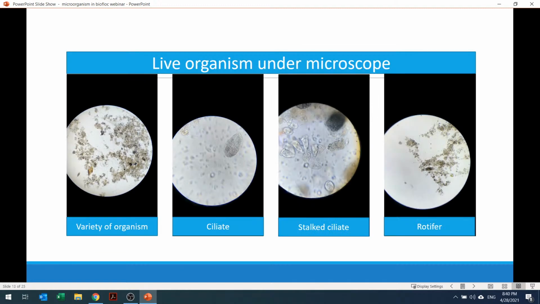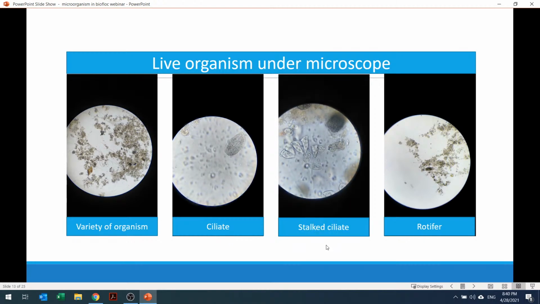These are some footage of live organisms under a microscope. The biofloc system is in a good stage when you have a variety of organisms in one drop of water. Take note that these microorganisms will have many shapes and species although they are categorized under the same type. So here is the video of a variety of organisms under one slide. This one is the ciliate, stalk ciliates, and rotifer.